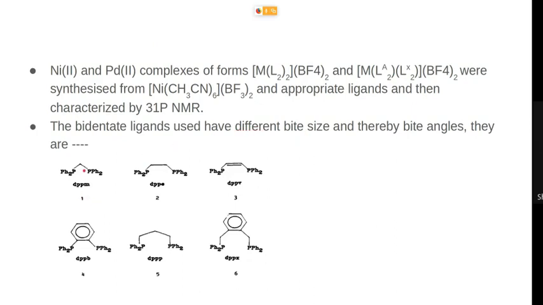So here there is just one carbon spacing. In 2, 3, and 4 there is a two carbon spacing. In 5 there is a three carbon spacing, and in the 6th one there is a four carbon spacing.